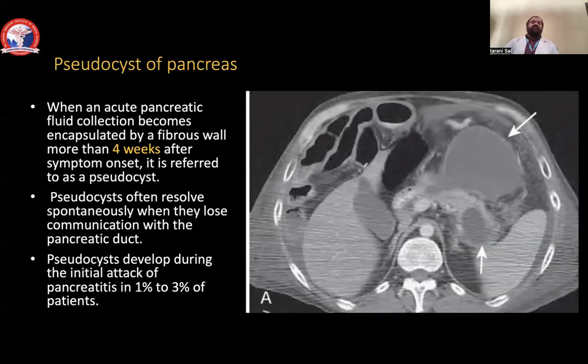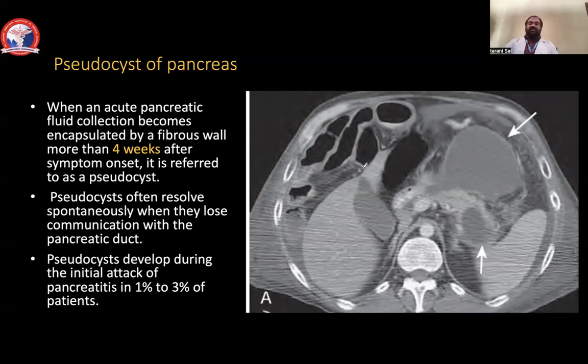Pseudocyst of pancreas. When an acute pancreatic collection becomes encapsulated by a fibrous wall more than 4 weeks after the symptom onset, it is referred to as a pseudocyst. Pseudocysts often resolve spontaneously when they lose communication with the pancreatic duct. Pseudocysts develop during the initial attack of pancreatitis in 1 to 3% of the patients.